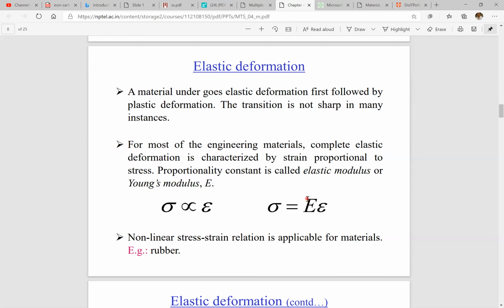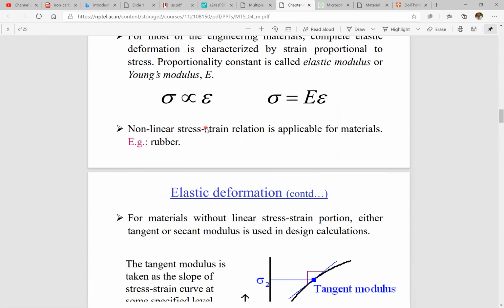So a non-linear stress-strain relationship is applicable for some materials. There are linear relationships, where stress is directly proportional to strain, but there are also non-linear relationships, like rubber. As you know, rubber is very much elastic, but it is non-linear. It doesn't follow the proportional limit, or we can say Hooke's law. That equation is derived from Hooke's law: the stress is directly proportional to strain. But rubber doesn't obey Hooke's law.